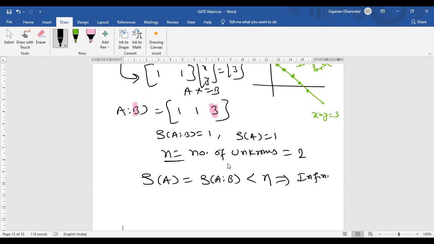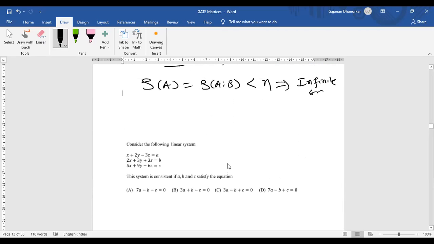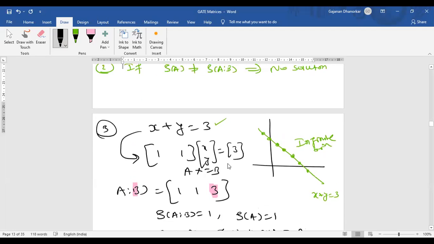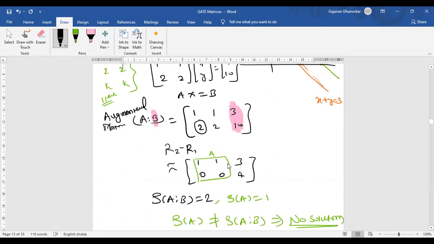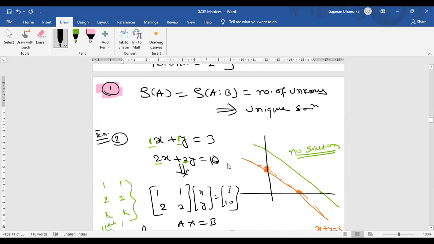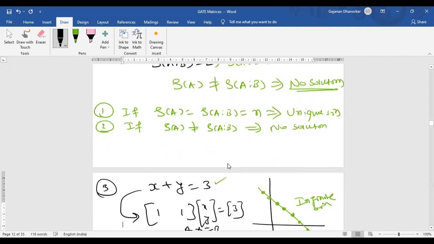Infinite. Again, if in your exam you are in confusion about how to find the rank and how to check whether our system has a unique solution, infinite solutions or no solution, then you can go through such a simple example. Or just use one formula directly for your result.